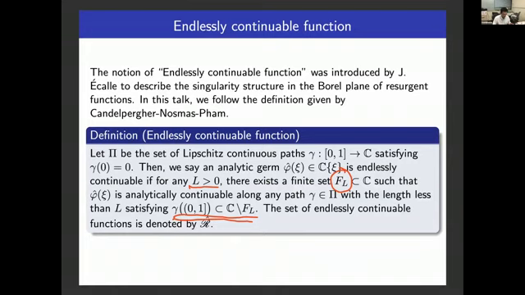But by this definition, we cannot say that pi hat does not have many singular points. I mean, an endlessly continuable function may have singular points dense in the complex plane. So this function may have singular points dense in the complex plane.